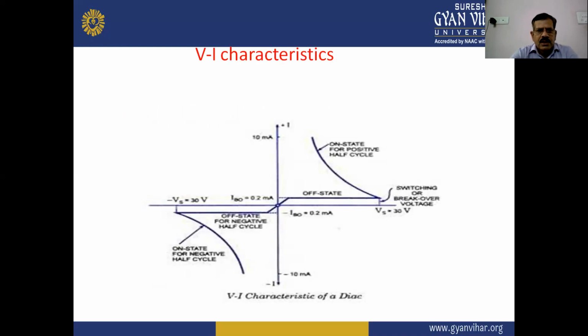So these are the VI characteristics, or graph between current versus voltage, of the DIAC device. There are different regions in this graph: on state for positive half cycle and on state for negative half cycle, and off state for both, and the switching or breakover voltage is also there. The current is in the range of milliamperes and the voltage in volts.